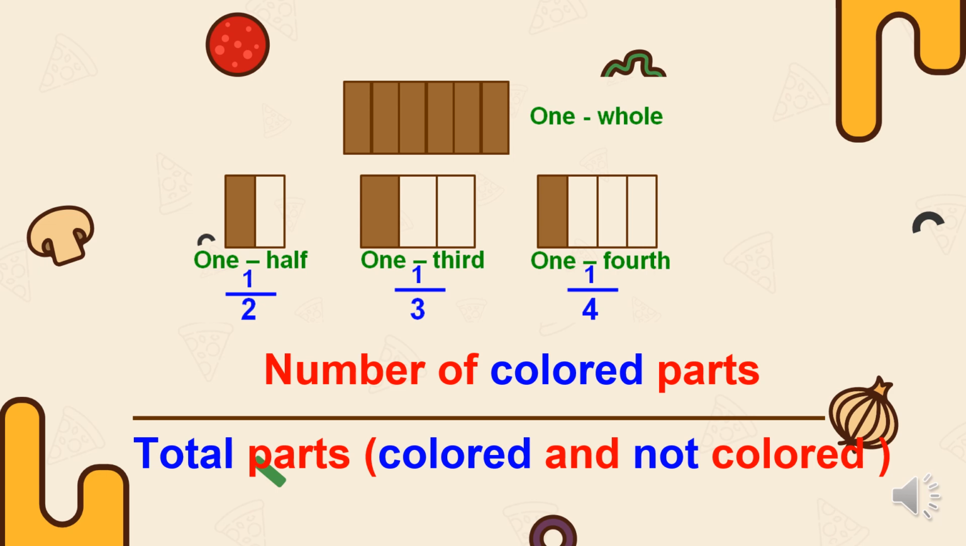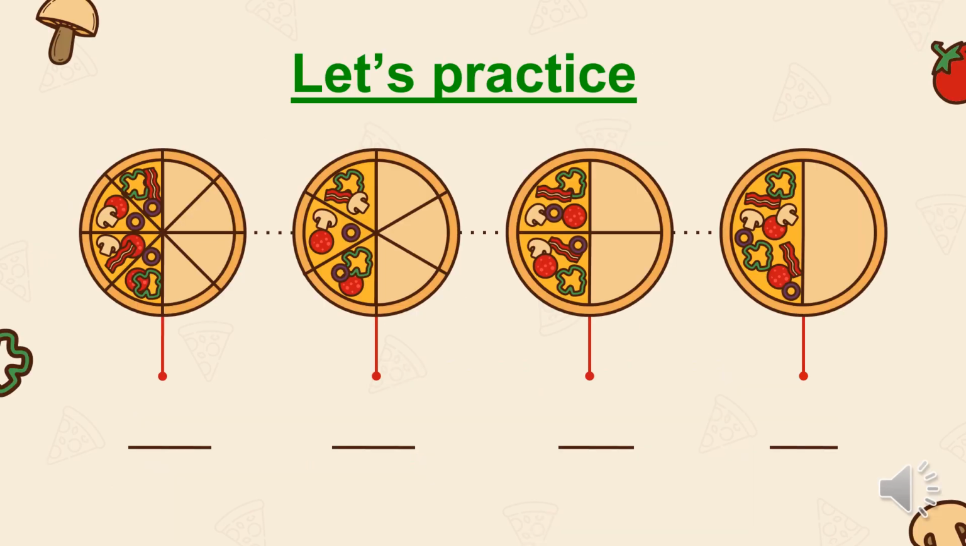Here, how many colored parts? Just 1. We put 1 as the numerator. Over total parts is 4. So we put 4. Let's practice more. We have here a group of pizzas. We are going to search for the numerator and the denominator.